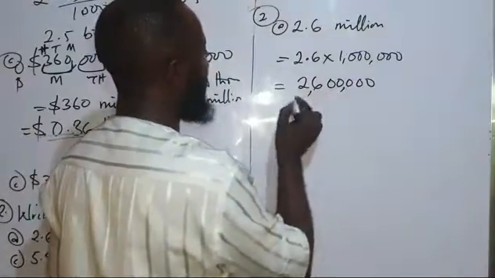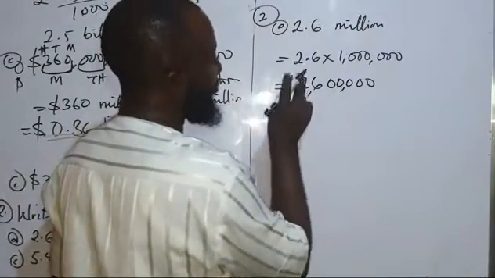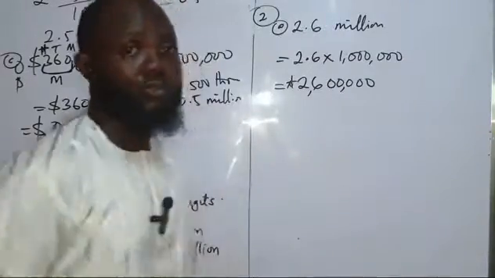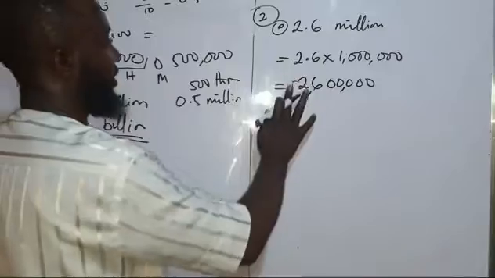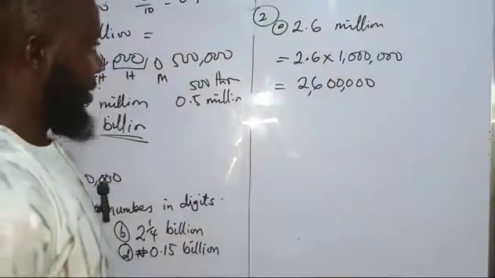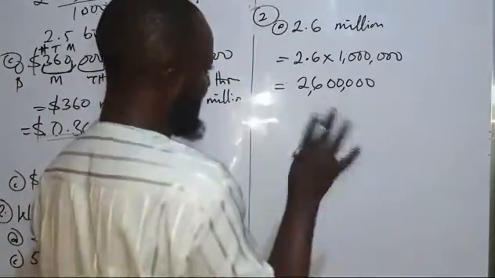So this will give me 2,600,000. That's what it means. 2,600,000. There's no error there. Another thing, let me bring in another way.